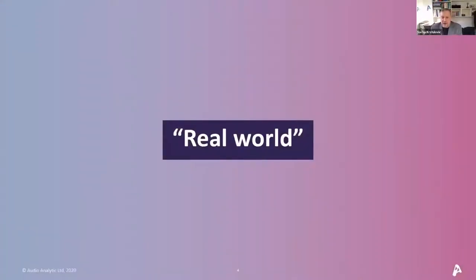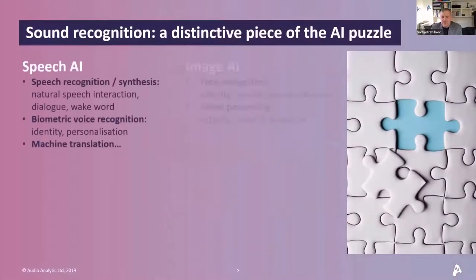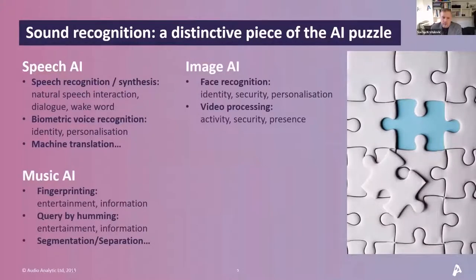So what do we mean by real world? First of all, setting the context of what we're doing. You're all familiar, especially through this course, with many applications of artificial intelligence and machine learning. You've heard about speech AI for dialogue systems, wake word recognition, or biometric voice recognition, recognizing people's identity through their voices. You're also going to have talks about image AI, which is employed for face recognition or video processing. In Tesla cars, most of the sensing is done by video processing. You probably all have either Shazam or SoundHound on your phone to identify music automatically.